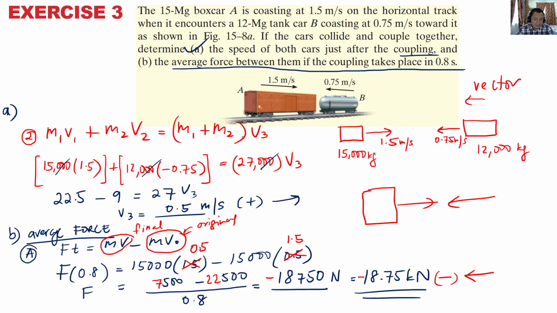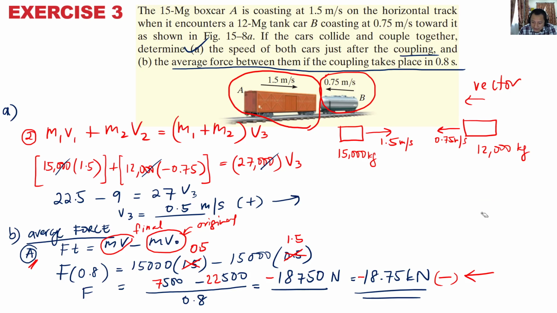I'm doing this for car A only. You can try and do this for B and see what happens. So what is important here? I guess this formula is important. Let's look at the formula again. Ft is equal to mv minus mv naught.